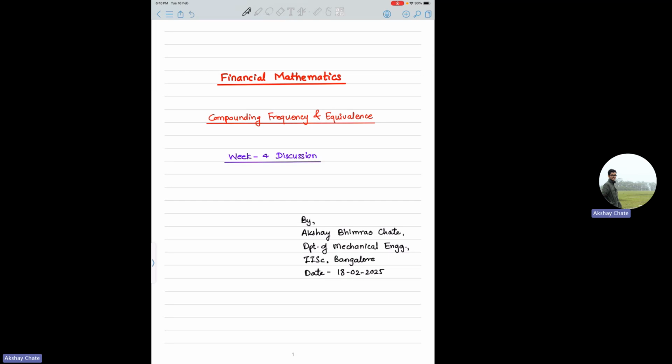So you need to convert them to one time, and only then can you do a valid comparison, which makes sense, right? It's a practical thing. Let's say you have 10,000 today, and with certain interest, you want 5 lakhs later on. If I ask you which is the better option, you can't just compare it like that, right?